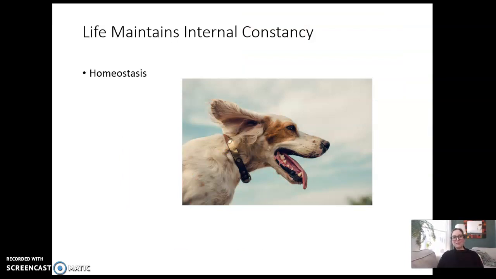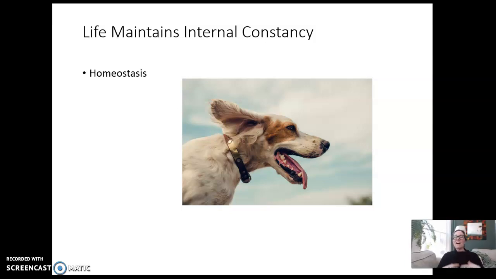The third property of life is that life maintains internal constancy, or homeostasis. Our bodies have many, many different variables going on inside them. So we have temperature, water content, salt content, locations of our organs, and everything is maintained within a set level of factors. So another name for this is homeostasis. And this picture is showing homeostasis being achieved through panting.